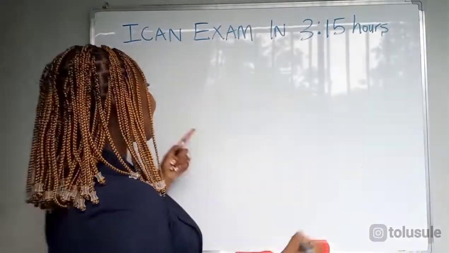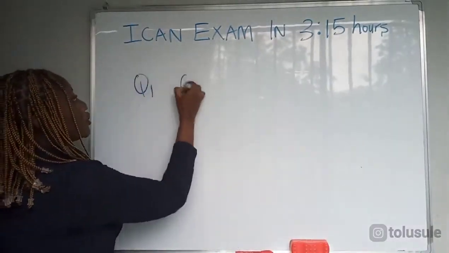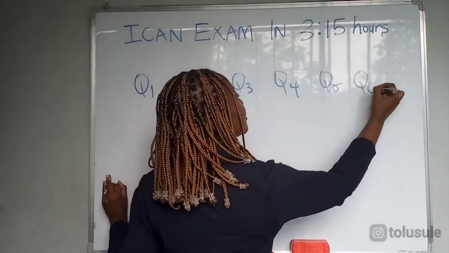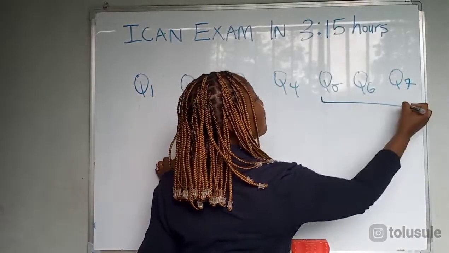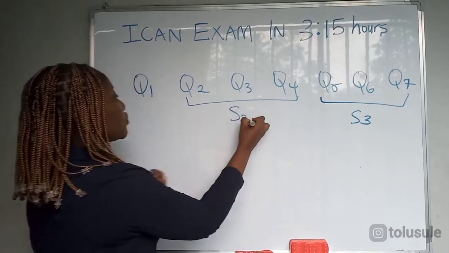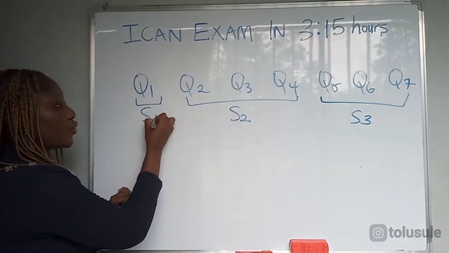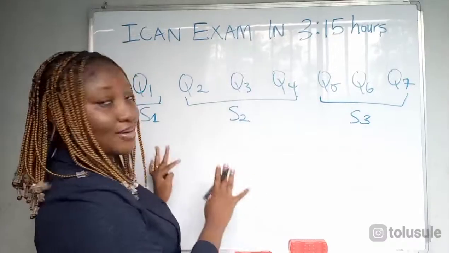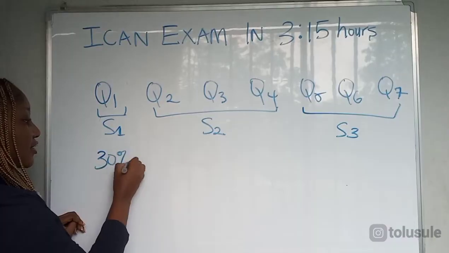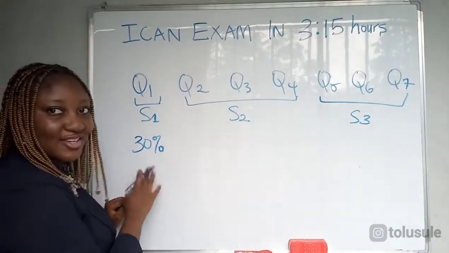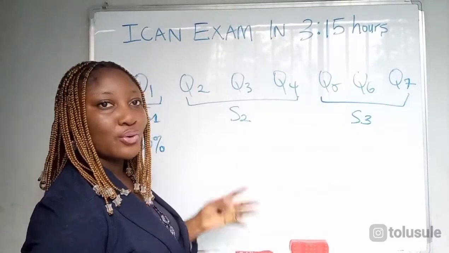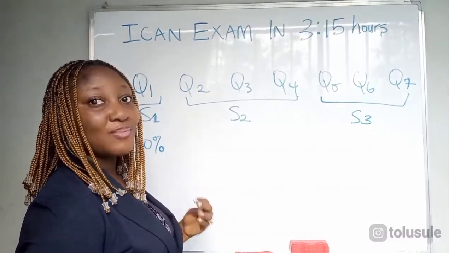So the exam is usually divided into question 1, question 2, question 3, question 4, question 5, question 6, and question 7. Question 5, 6, and 7 belong in section 3. Question 2, 3, 4 belong in section 2. And question 1 belongs in section 1. So this is how the ICAN exam usually comes, okay? In question 1, you have to claim 30 marks, 30%. So whatever you do here in section 1, the maximum mark you can get is 30%. And this 30% is not even enough for you to pass the ICAN exam, right? You need to have a minimum of 50%.